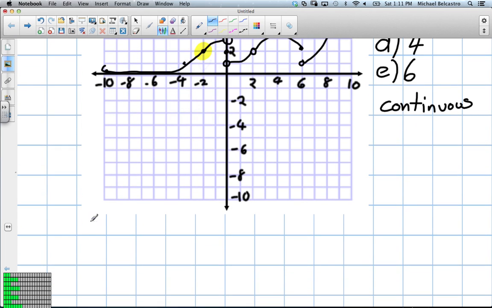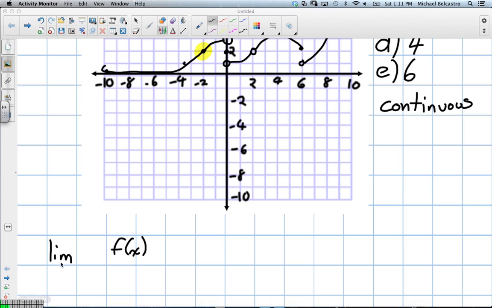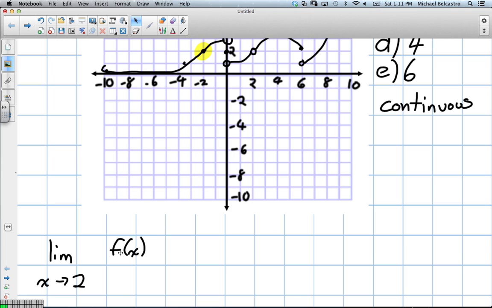So for instance, one way to write a limit, they usually will say g at x is, the limit is equal to f at x. Wrote that backwards. The limit, when x is approaching 2, the limit of f at x. Move this over a little. So the limit of f at x when x is approaching 2.